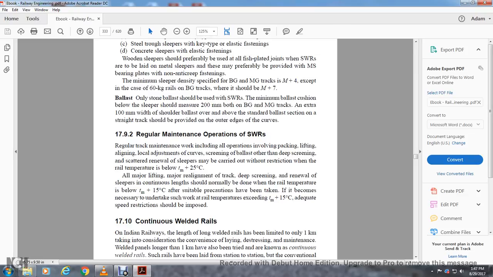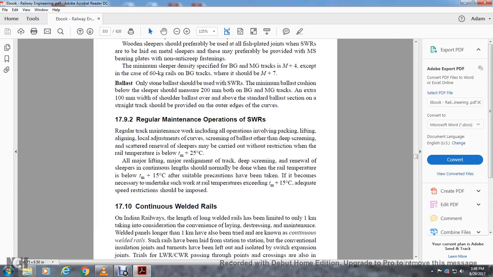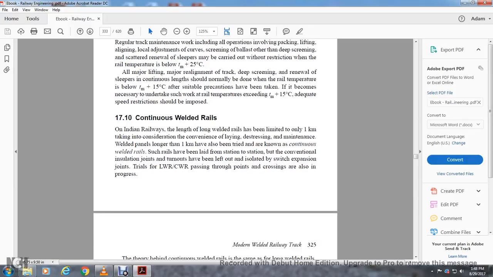17.9.2 Regular maintenance operations of short welded track. Regular track maintenance works include all operations involved in packing, lifting, and lining with local adjustment of the curve, and screening of the ballast other than deep screening. Scattered renewal of sleepers may be carried out with restrictions when the rail temperature is below TM plus 25 degrees Celsius. Major lifting or major realignment of the track, depending on screening with renewal of sleepers over a continuous length, should normally be done with the rail temperature below TM plus 15 degrees Celsius. After suitable precautions have been taken, if it becomes necessary to undertake the work at a rail temperature exceeding TM plus 15 degrees Celsius, adequate speed restriction should be imposed.